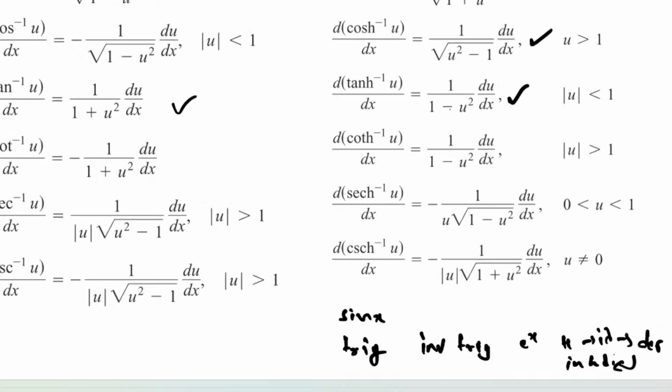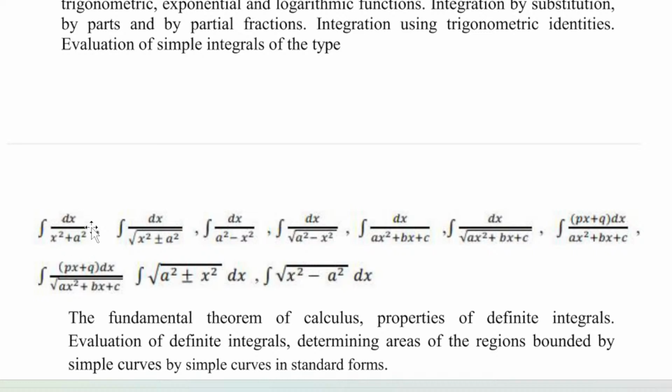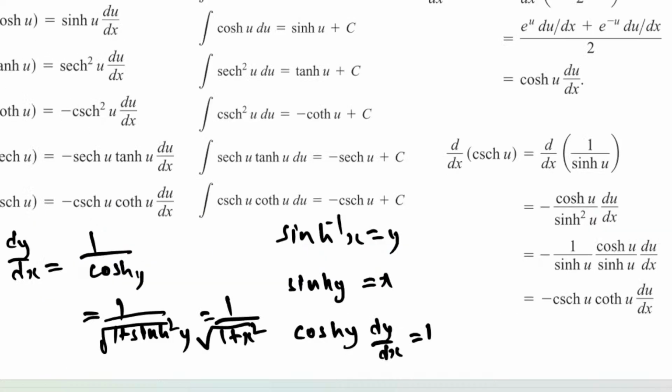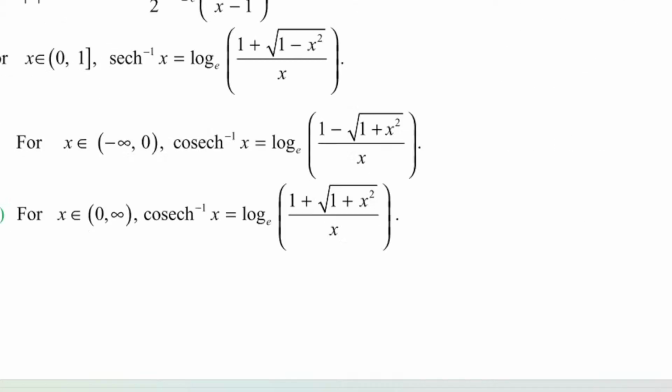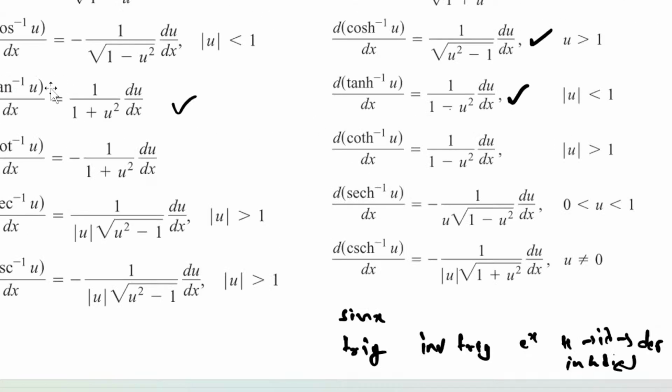Okay. Now watch carefully. This one, you know. This is part of your syllabus. Now tell me what exactly is this integral? X square plus a square. That is tan inverse x, right?